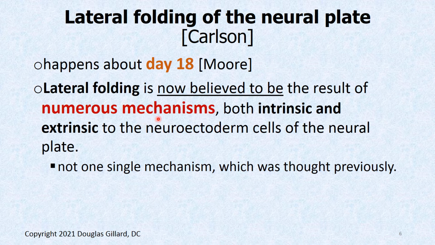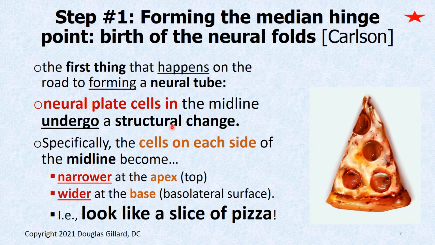And there's a bunch of mechanisms. I cut all this stuff out because it's just too complicated. They used to think it was a single mechanism that caused the folding, but it's not. It's a much more complicated story. And therefore we'll just say, based on numerous mechanisms, intrinsic and extrinsic to the neuroectoderm cells, the darn thing starts folding. We'll talk about some specifics here in a second.